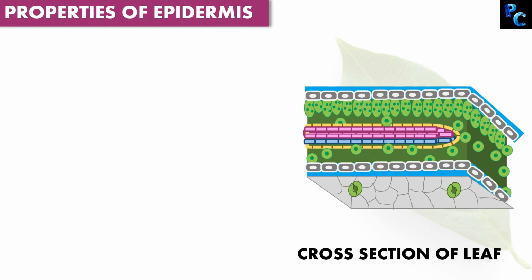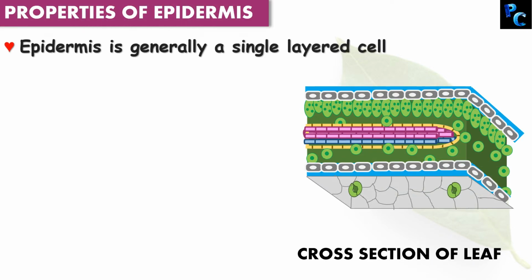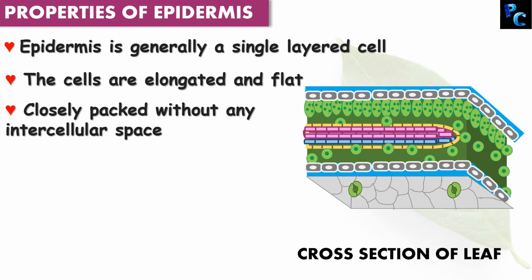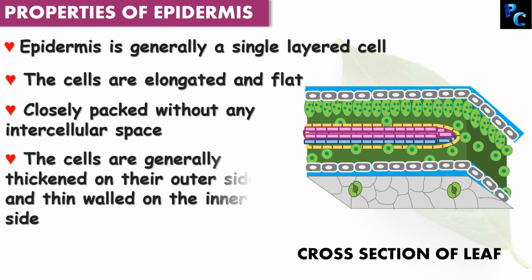So, what are the properties of epidermis? Epidermis is generally a single layered cell. The cells are elongated and flat. They are closely packed without intercellular space. It is quite obvious that intercellular space should not be there, isn't it? If the space is there, then pathogens can enter easily. The cells are generally thickened on the outer side and thin-walled on the inner side.